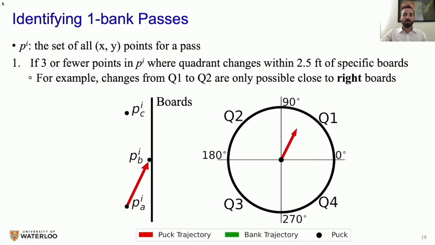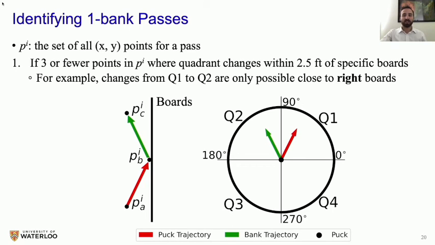To classify one-bank passes, we leverage the unit circle from trigonometry. A one-bank pass, which typically bangs off the boards, will have 3 consecutive location points before and after the contact, such as PIA, PIB, and PIC, shown here on the left. The movement vector shown in red is moving at about 60 degrees, located in quadrant 1 of the unit circle, which we show on the right.